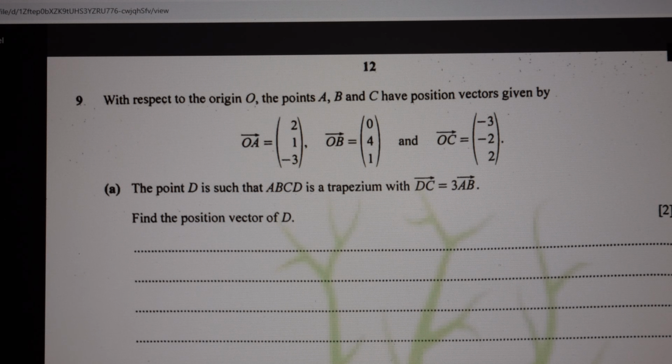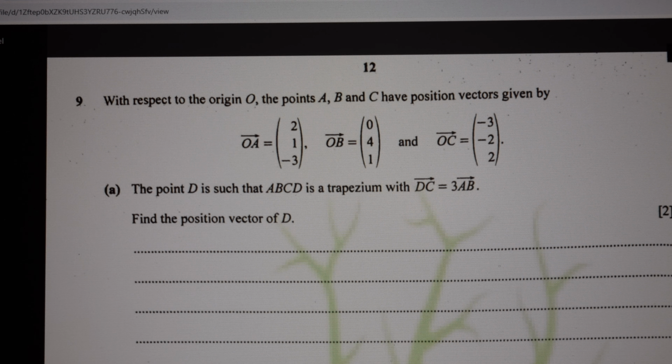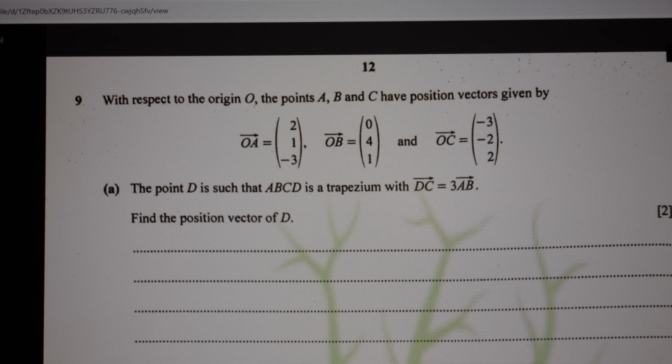Hi, question number 9. With respect to the origin O, the points A, B, and C have position vectors given by OA is equal to (2, 1, -3), OB (0, 4, 1), and OC (-3, -2, -2). The point D is such that ABCD is a trapezium with vector DC equal to 3 vector AB. Find the position vector of D.